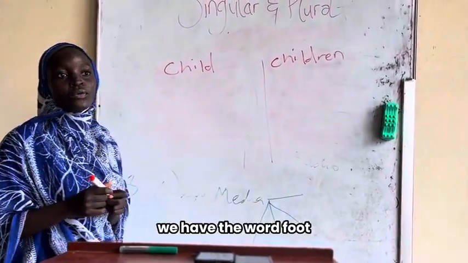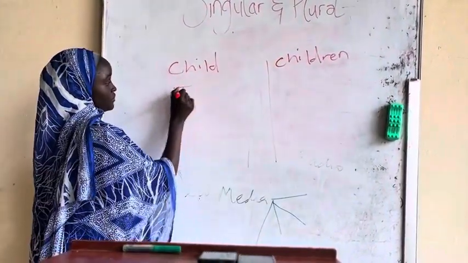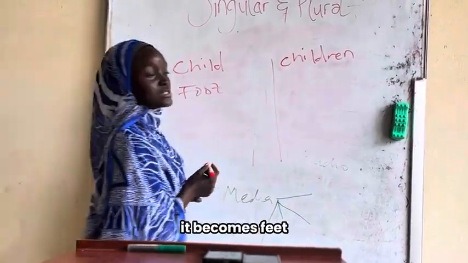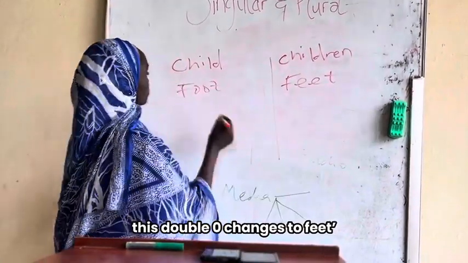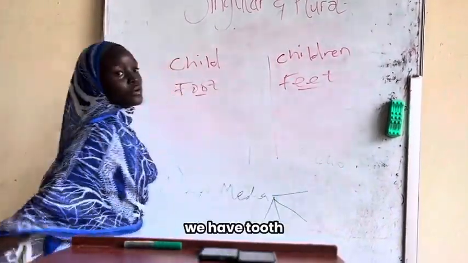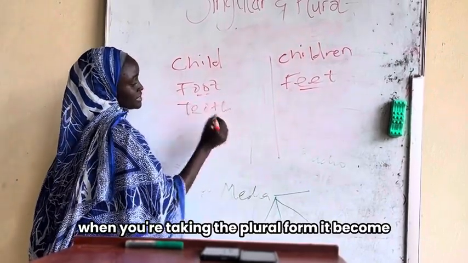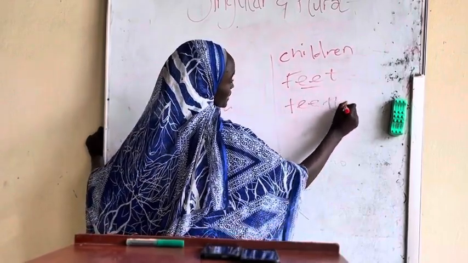Children, we have the word foot. Foot, when it's taking the plural form, it becomes feet. This double O turns into double E in feet. We have tooth. Tooth, when it's taking the plural form, it becomes teeth.